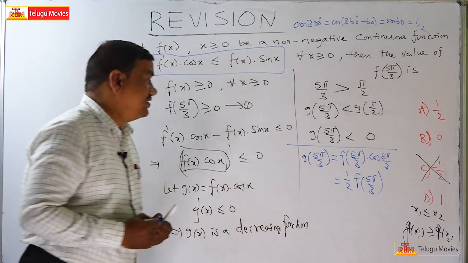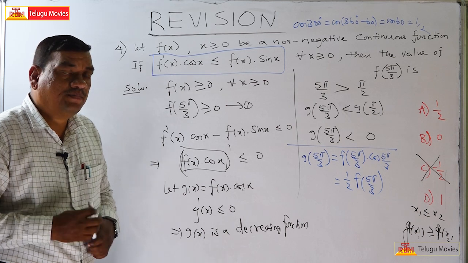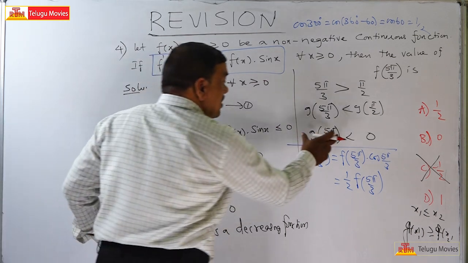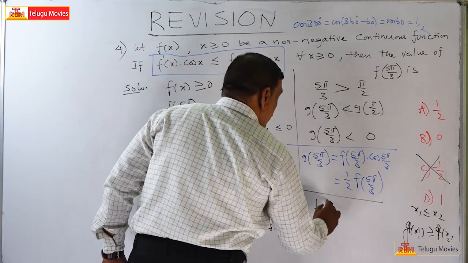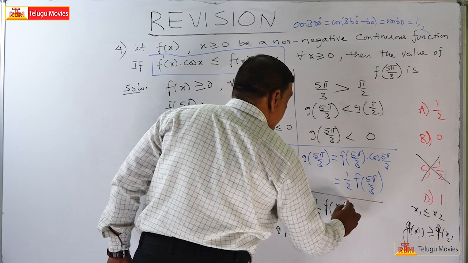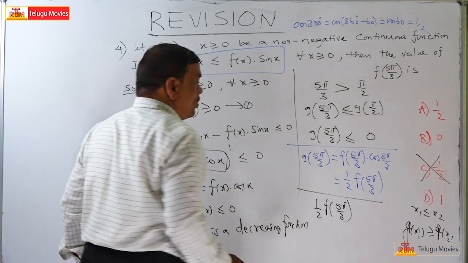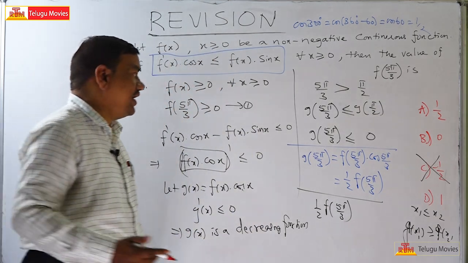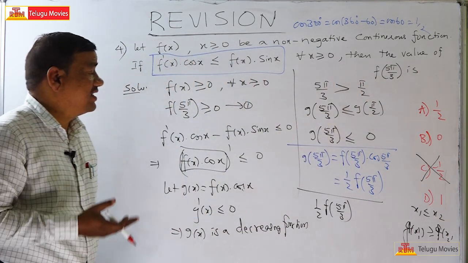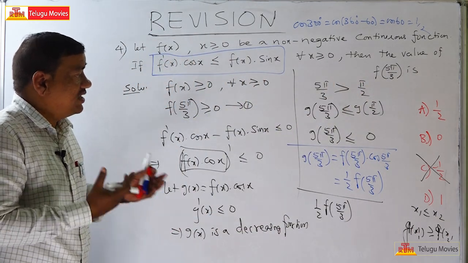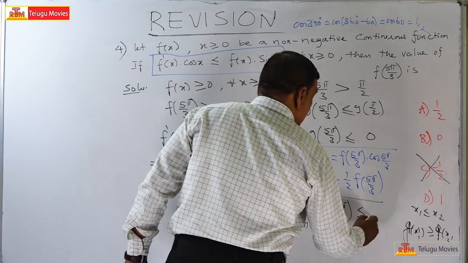Understand? So what is g of 5 pi by 3 value? This is 1 by 2 f of 5 pi by 3. So in place of this, substitute this. So 1 by 2 f of 5 pi by 3, in this we can take less than or equal to, no problem. Sometimes for some angles, for 5 pi by 3 greater than pi by 2, for different values we can take less than or equal to. So here it is less than or equal to 0.